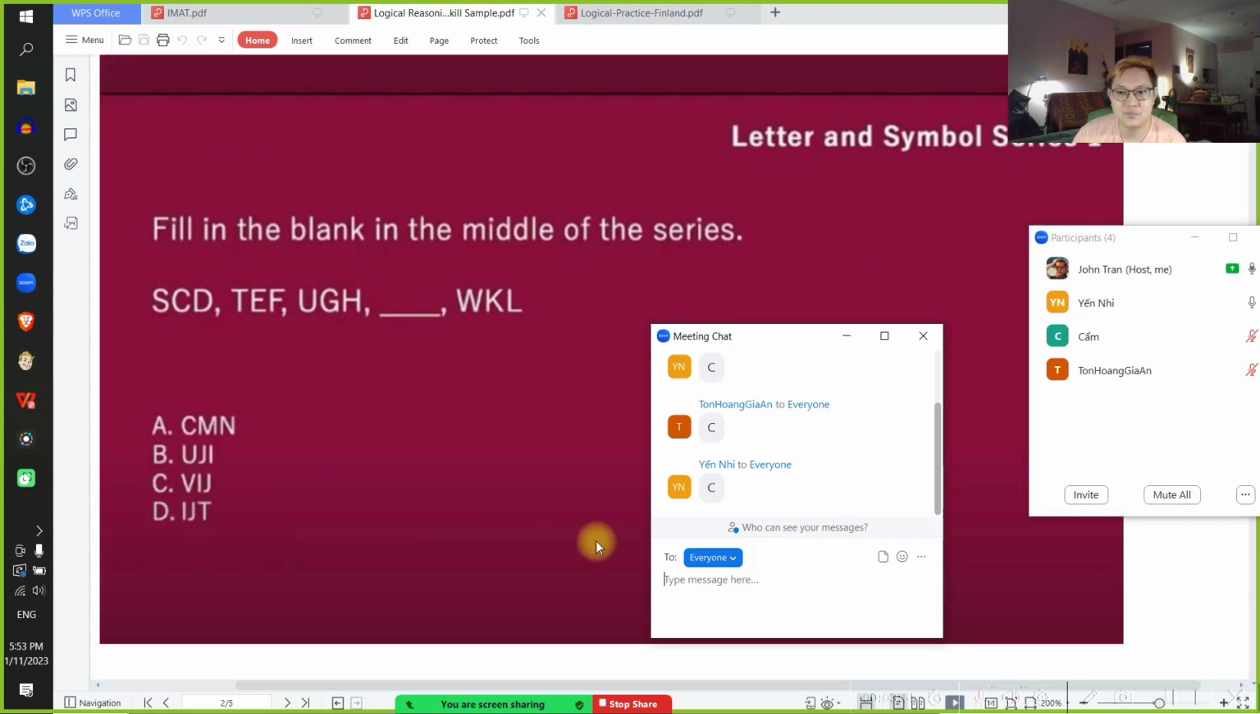Now try this one. This one should also give you the same answer, C, because S, T, U, V, W. So the first letter should be V, and then the second letter is C, D, E, F, G, H, I. So the second letter is I, VI something, right? Ký tự thứ hai nó sẽ là VI cái gì đó. Okay, so C is the answer, VIJ. VIJ is the answer.